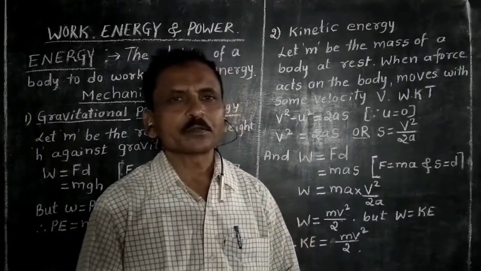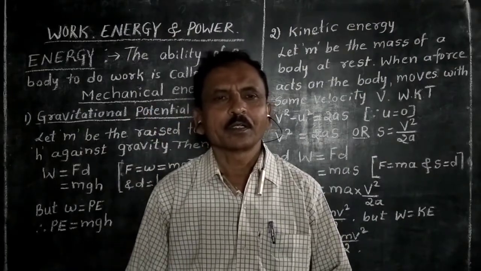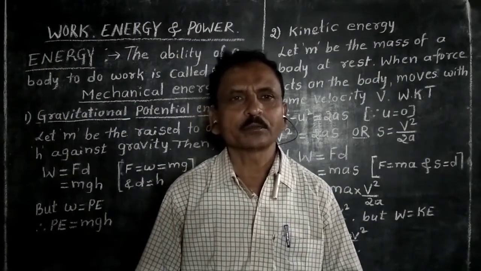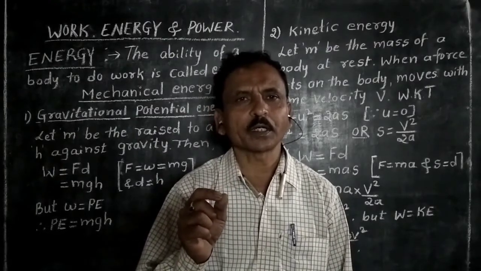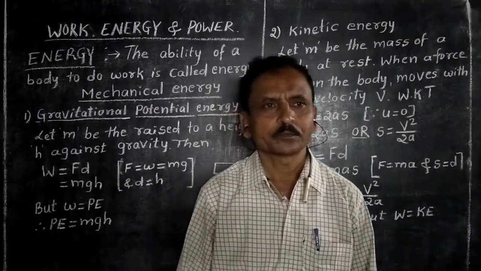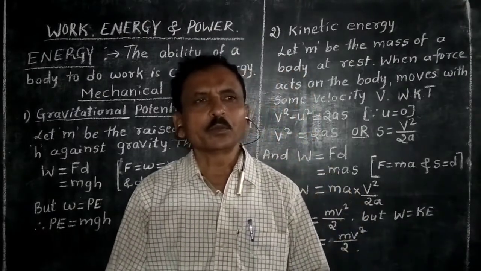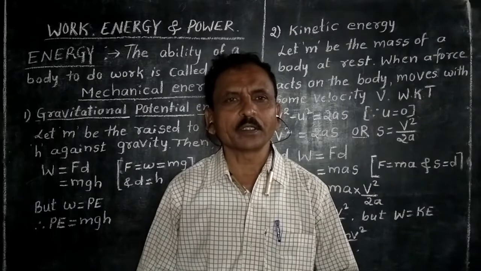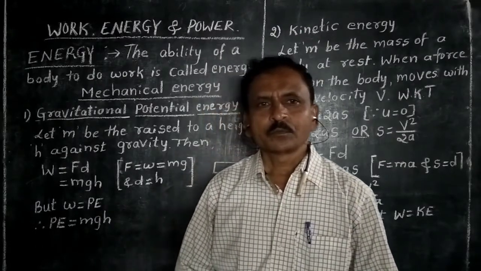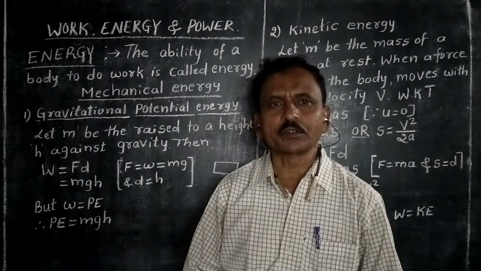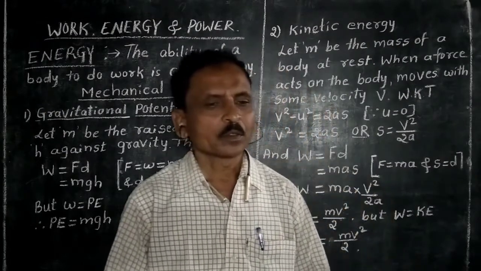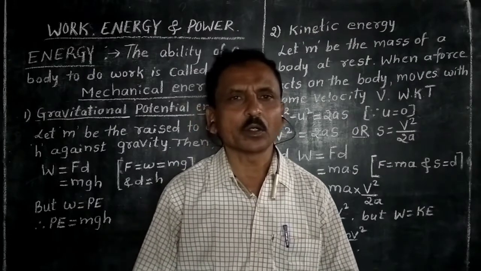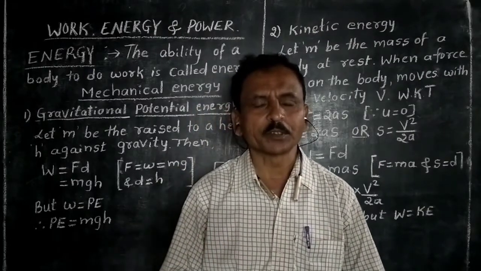In the previous class we discussed work done. According to science, work done is defined as the scalar product of force and displacement, that is W equal to F dot D or W equal to Fd cos theta, and the unit of work is joule or Newton meter.